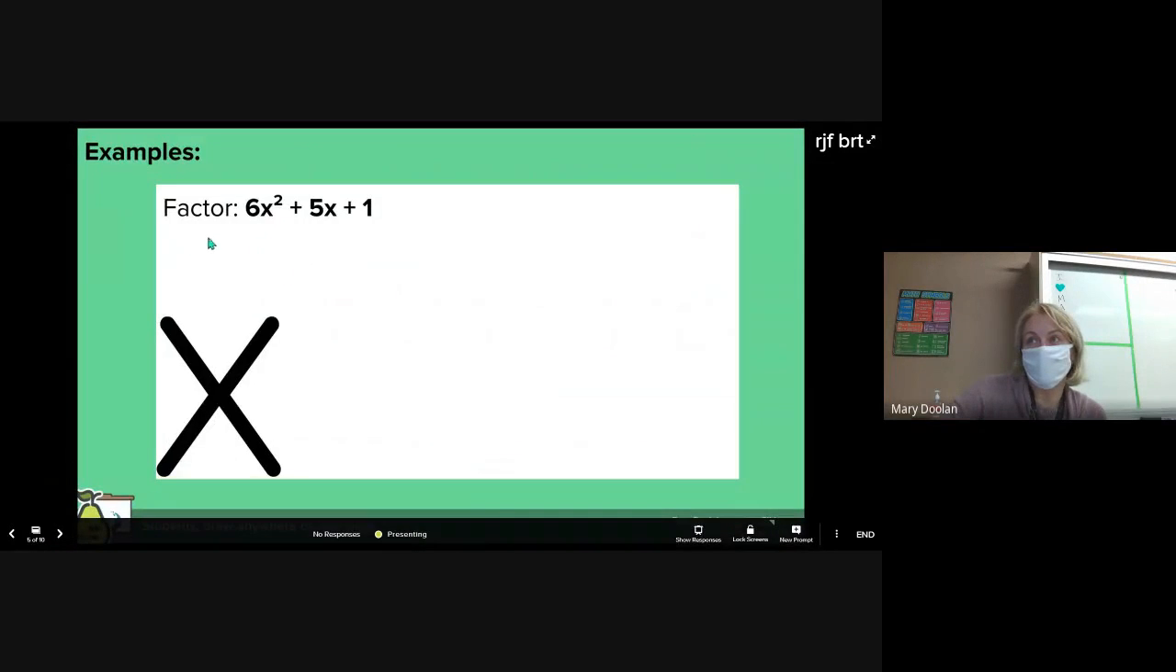So we're going to factor 6x squared plus 5x plus 1.